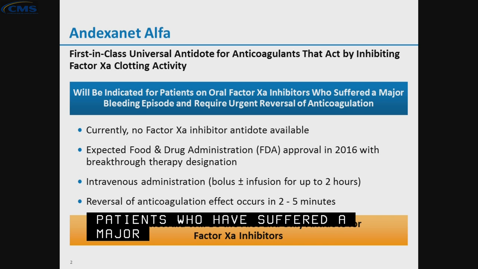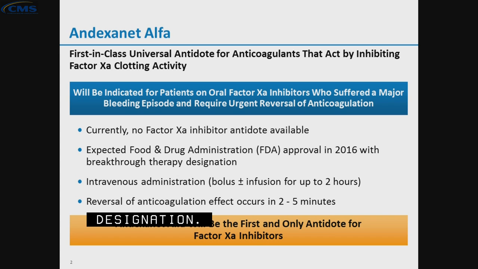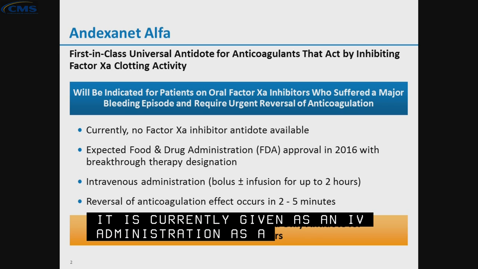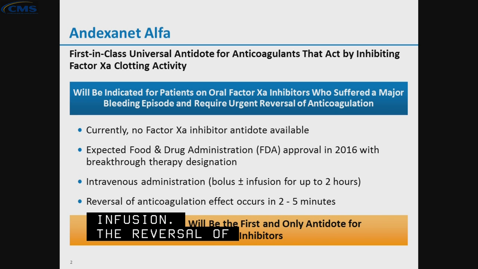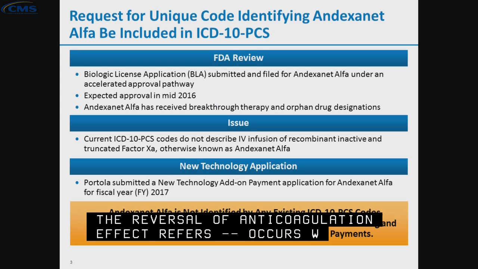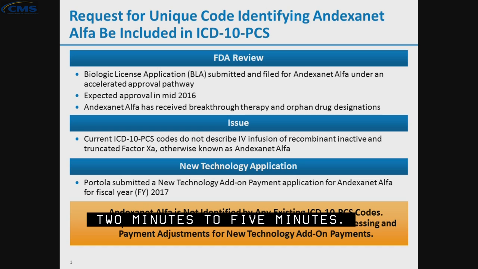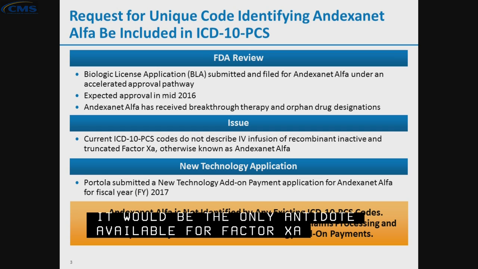We are looking forward to an expected Food and Drug Administration approval in 2016 with breakthrough therapy designation. It's currently given as an IV administration as a bolus, followed thereafter by an infusion, and reversal of anticoagulation effect usually occurs within 2 to 5 minutes. Andexanet Alfa will be the first and only antidote available for factor 10A inhibitors. Factor 10A inhibitors are typically medications such as Xarelto or rivaroxaban, Savaysa, and Eliquis.